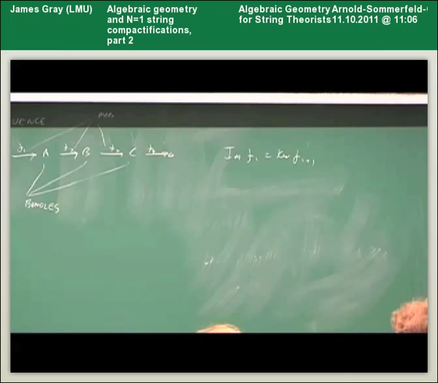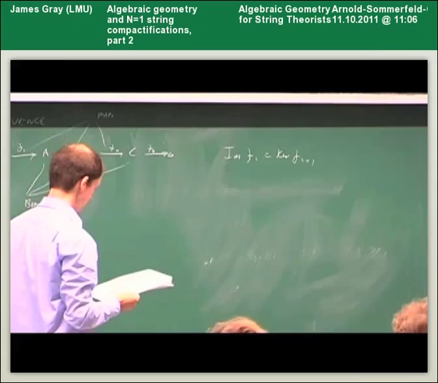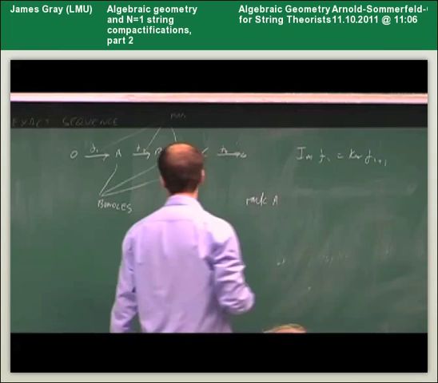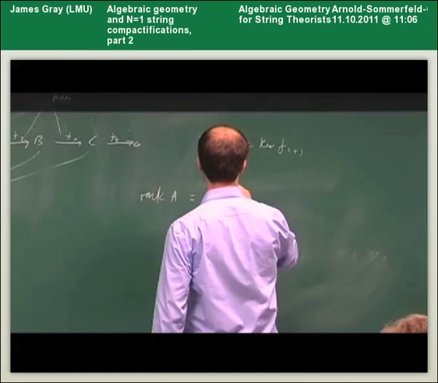And we're going to use 2 useful properties, which I'm not going to prove. One of them is obvious for these types of sequences: the ranks of these vector bundles are related. The rank is just the dimension of the fiber. And the rank of A is the rank of B minus the rank of C.